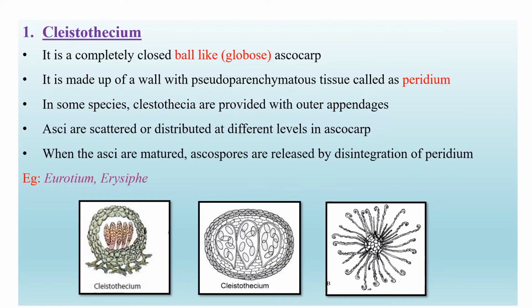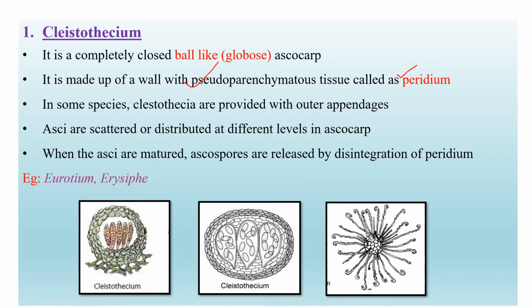First one is the Cleistothecium. I already told you Cleistothecium is a completely closed ball-like ascocarp, that is a globose structure, and it is made up of a wall of pseudoparenchymatous tissue. That wall is known as peridium. These terms we have to remember while writing in the exam. Cleistothecium is made up of a pseudoparenchymatous wall, and that wall is known as peridium.